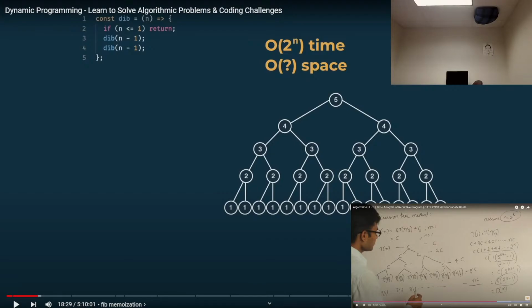Condition: n/2^k should be greater than or equal to 1, so k should be log of n. Okay? k is log n. When T's value is 1, then it becomes 2 to the power log n times 1 plus the sum, 2 to the power log n plus 1 minus 1 divided by 2 minus 1, which gives order of n.